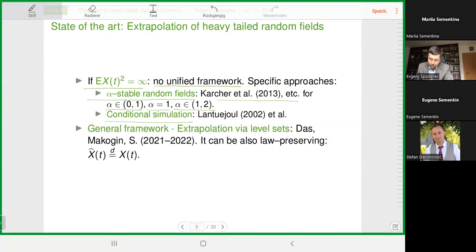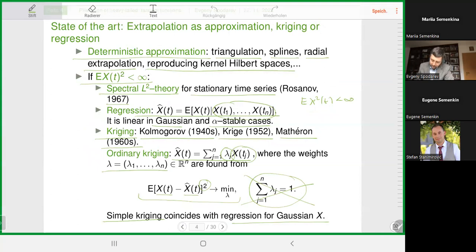And very recently, actually one year ago, we proposed a new framework, which is very general, and it works also for square integrable random functions, but also for heavy tailed ones. It is based on level sets. And it can also be law preserving, which is actually a very good advantage of conditional simulation. So being law preserving is certainly good. And if we go back to the last slide and compare with the kriging one, then you see that here, for instance, the prediction cannot be law preserving because the variance will be different. The variance of the predictor will be minimal, and it will not be equal to the variance of the original state. So this is a certain drawback of Kolmogorov's theory, but it can be overcome.